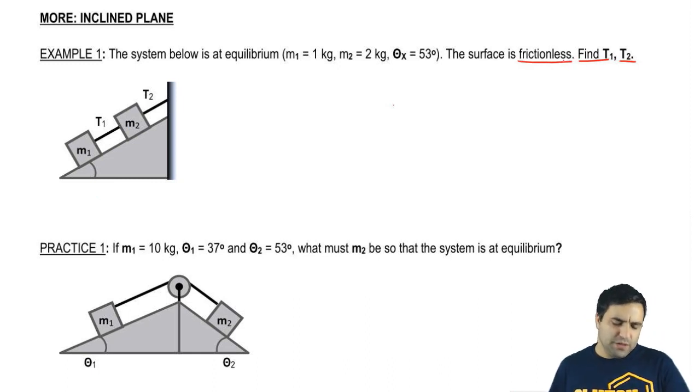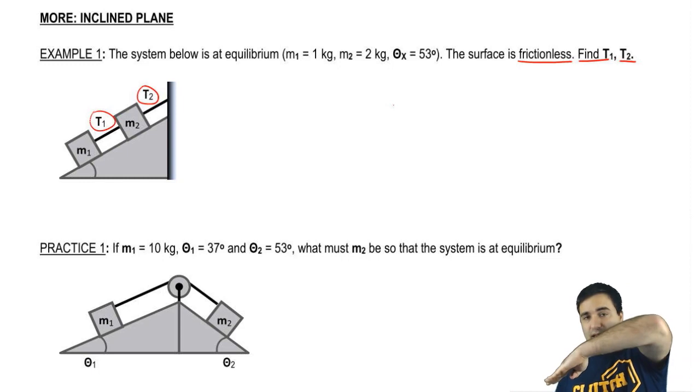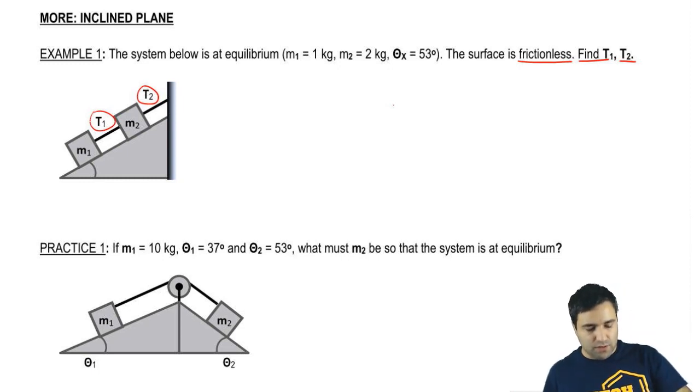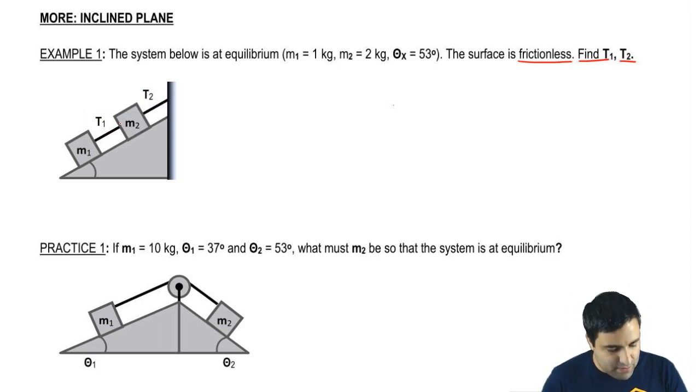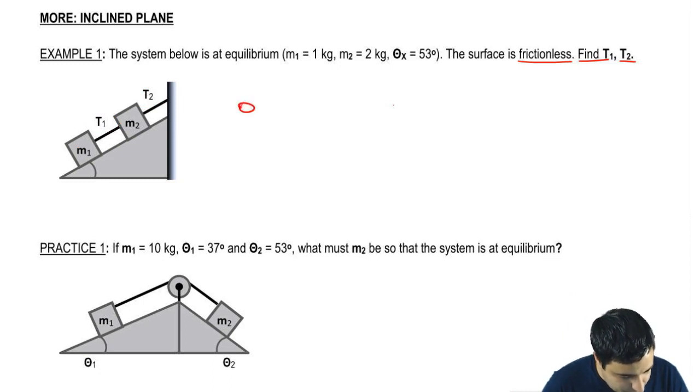So right away, I hope you can see before we start solving this that T2 has to be greater than T1 because T2 is holding both blocks at an angle, whereas T1 is only holding one of them, okay? And this is at equilibrium, so forces are going to cancel. First thing you should do is draw a free body diagram. So let's draw a free body diagram for the first object here.